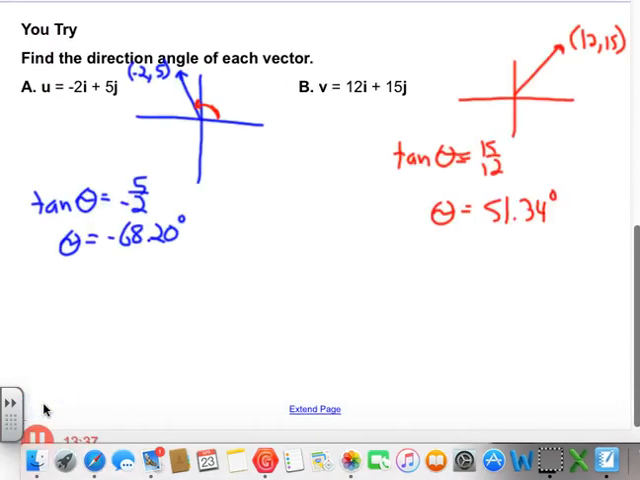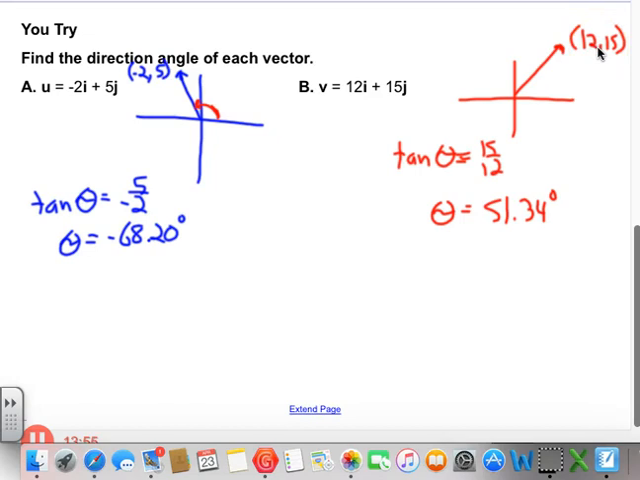All right. So let's actually look at the second one right here, B first, the V vector, because it's a little bit simpler. So we do tangent theta equals 15 over 12. Type that in the calculator, hit second tangent, 15 over 12, and you get 51.34. Now notice that this one is in the first quadrant.